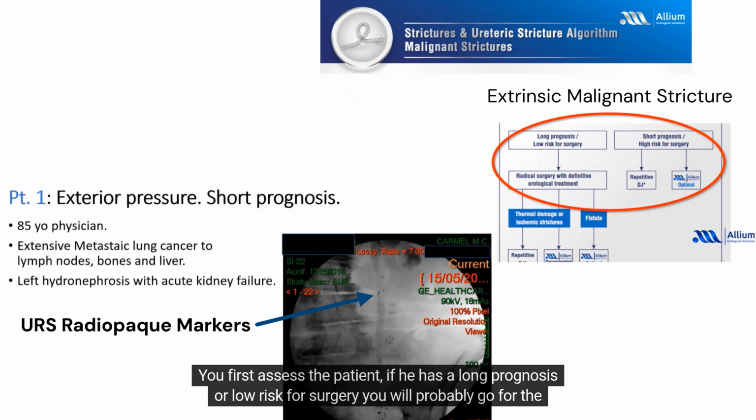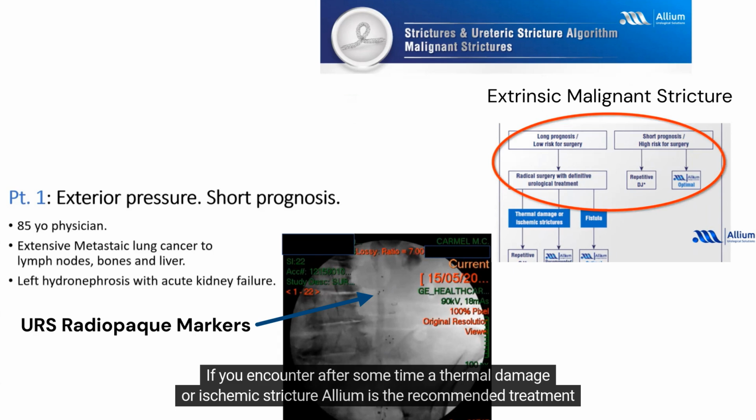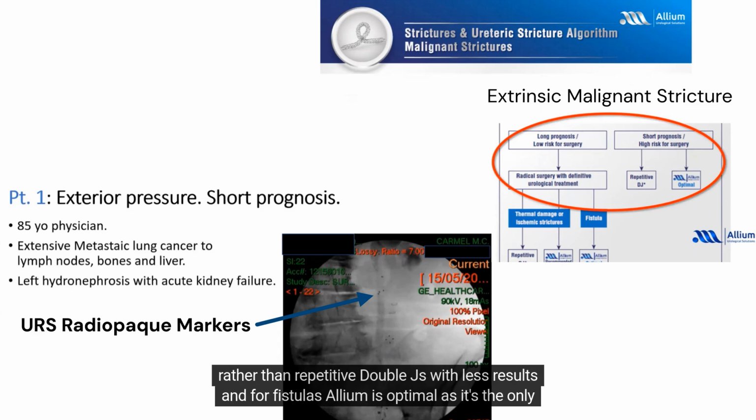If he has a long prognosis or low risk for surgery, you will probably go for the radical surgery to remove the tumor and a definitive urological treatment. If you encounter after some time a thermal damage or ischemic stricture, Allium is the recommended treatment rather than repetitive double Js with less results.